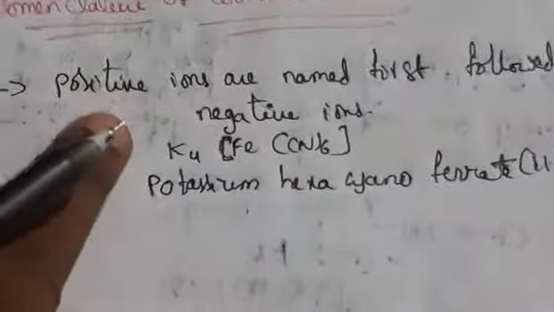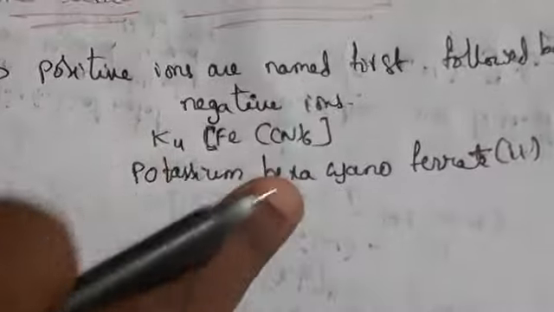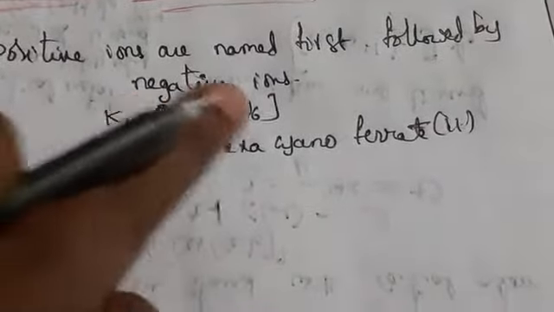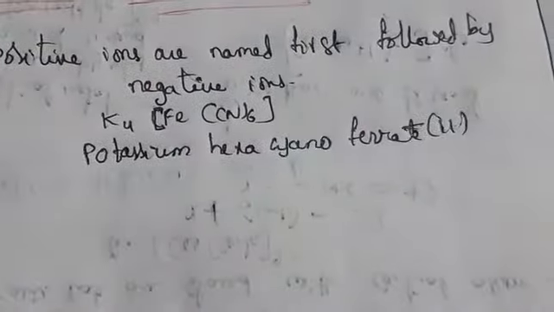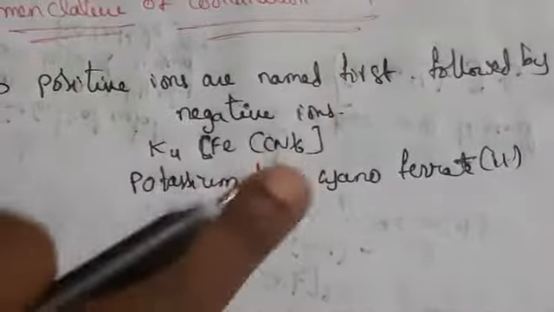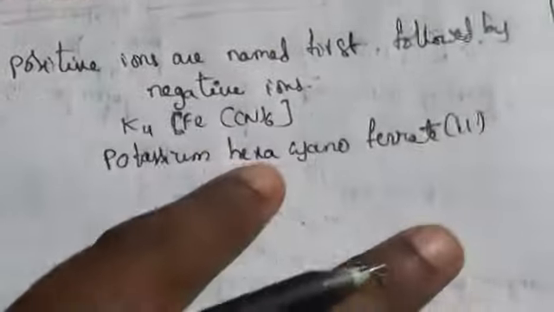So what did I say the first rule is? Positive ions are named first, followed by negative. So first the positive, then we have to write the negative, and afterwards again the positive. We should not mention how many positive and how many negative ions are there. Okay, so next one.